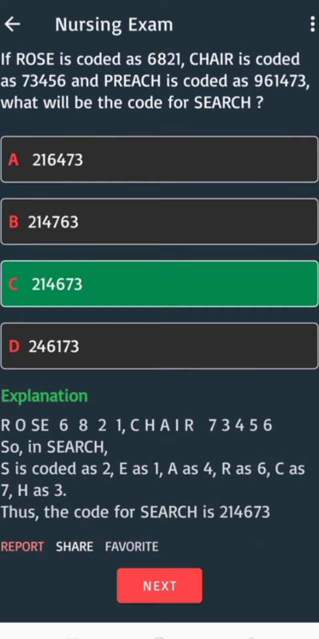Correct answer. ROSE 6821, CHAIR 73456. So, in search, S is coded as 2, E is 1, A is 4, R is 6, C is 7, H is 3. Thus, the code for search is 214673.